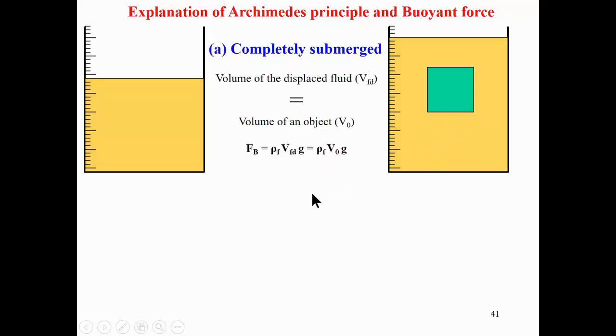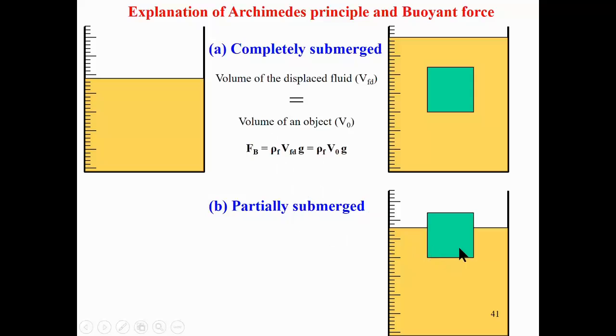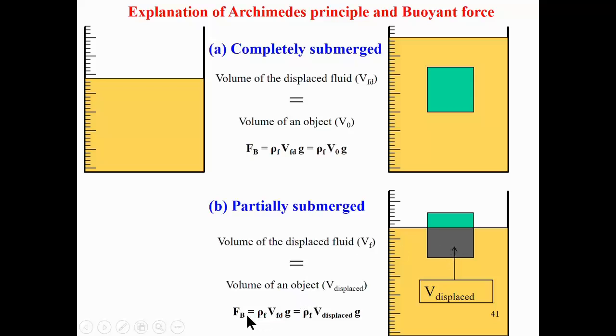Now let's see the second case. What happens if an object just floats partially, just like an iceberg? How do you find the buoyant force? You first need to find out how much volume is submerged underwater, under the fluid. Once you find that out, you just put it here. Now your volume of the fluid displaced is exactly equal to the volume which is submerged under the fluid. So that's how you can calculate the buoyant force in two different cases.